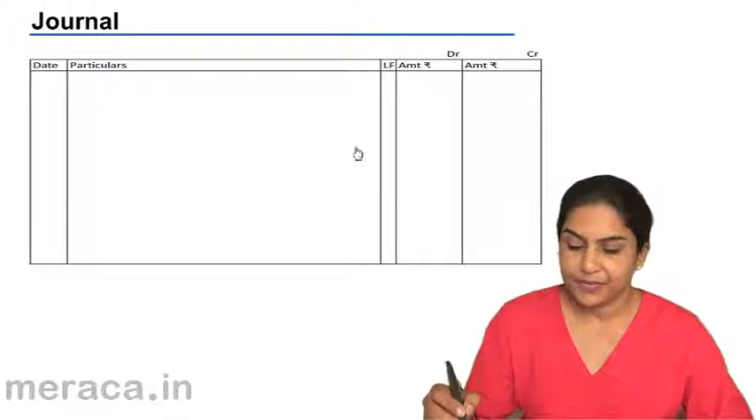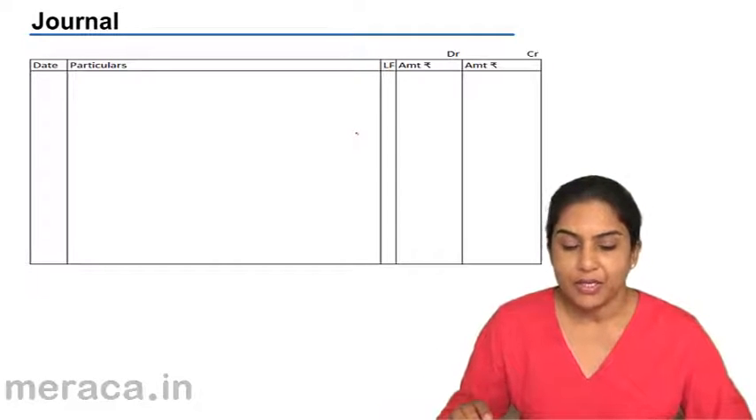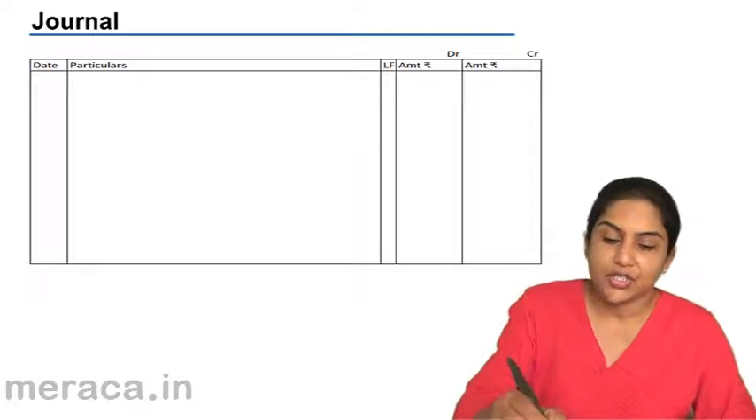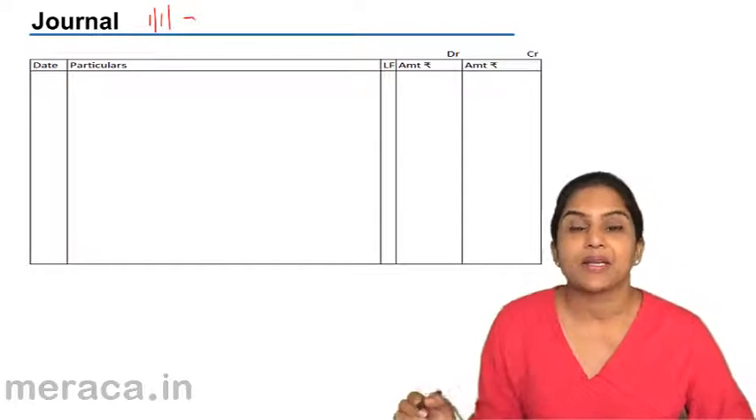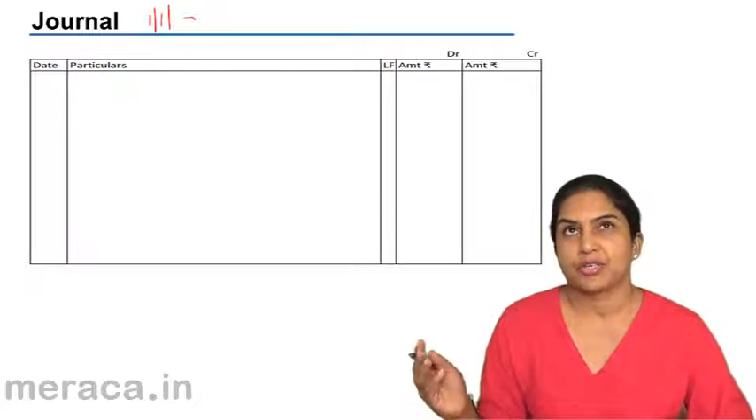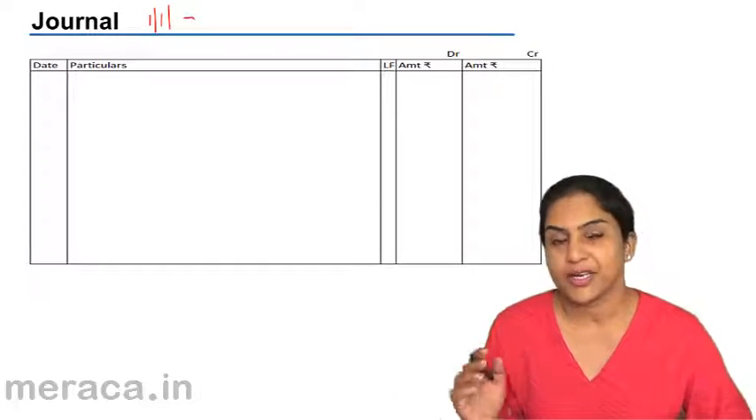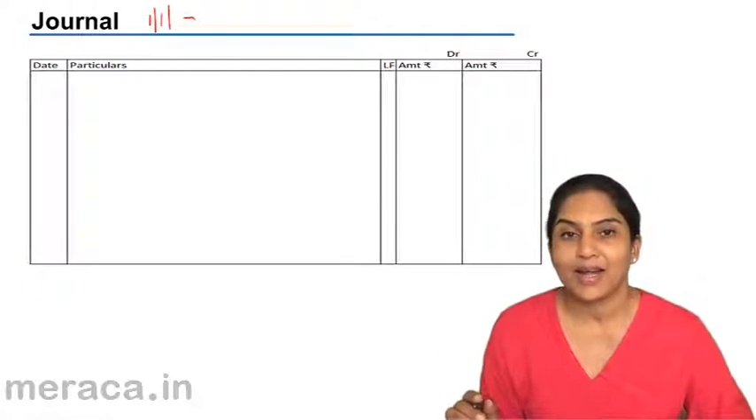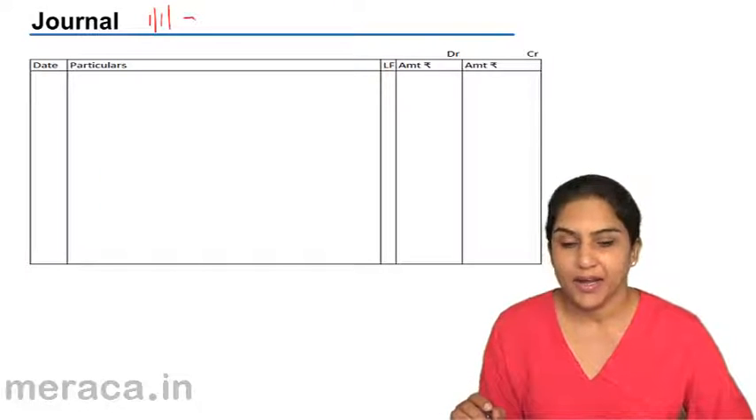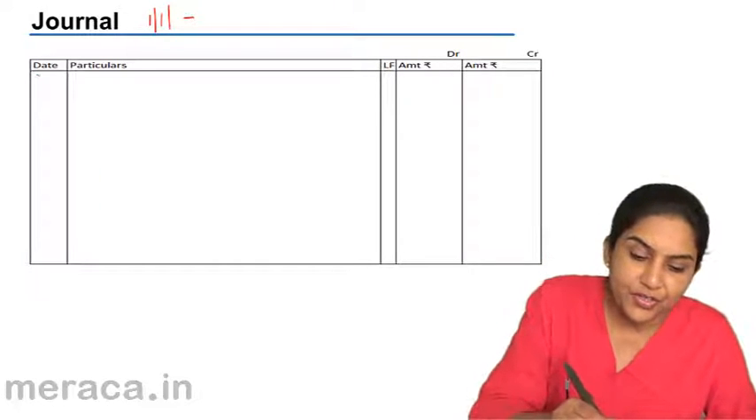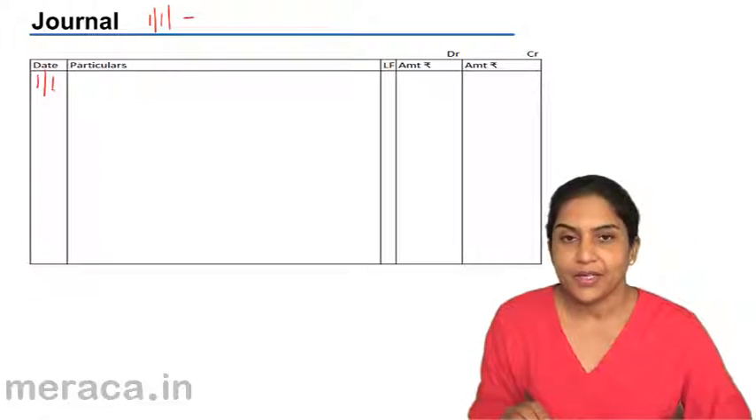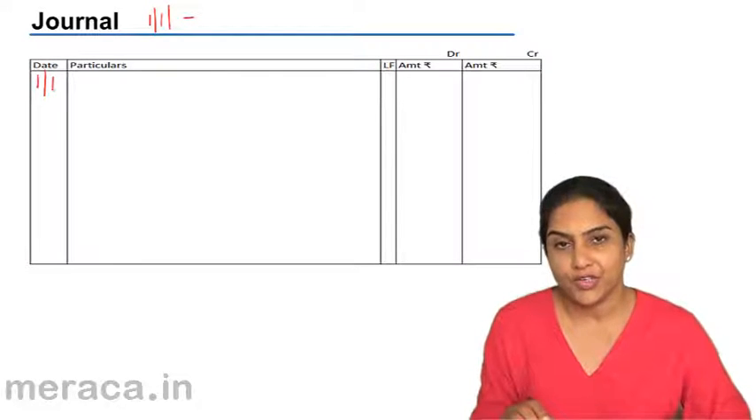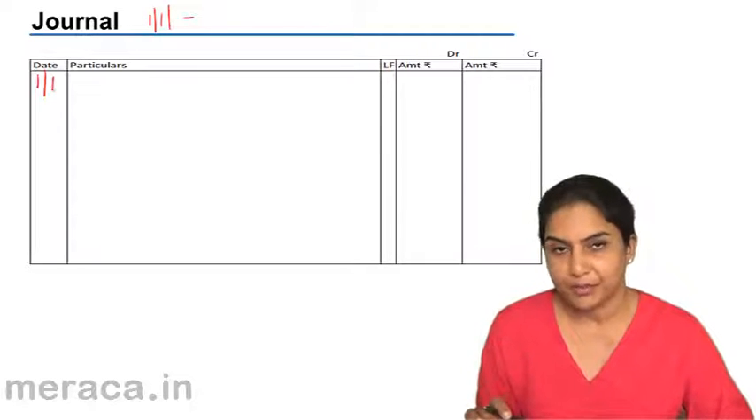Say for example, we have a transaction on, let us say, 1st January, where capital is introduced. Cash brought in as capital, rupees 1 lakh. So what would be our entries then? The date of the transaction, say 1st January, we enter that here. Then what was the entry when cash is brought in by the proprietor?